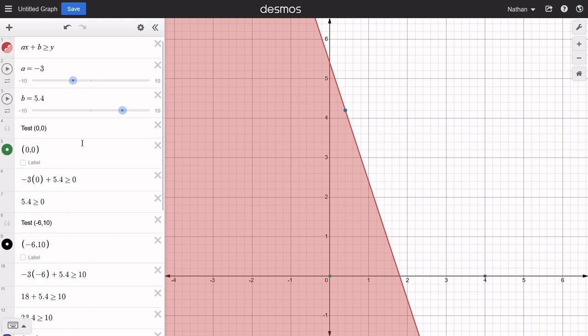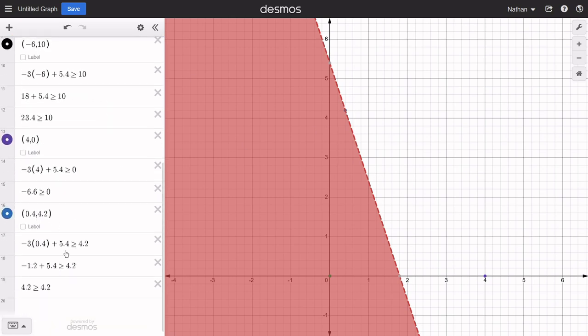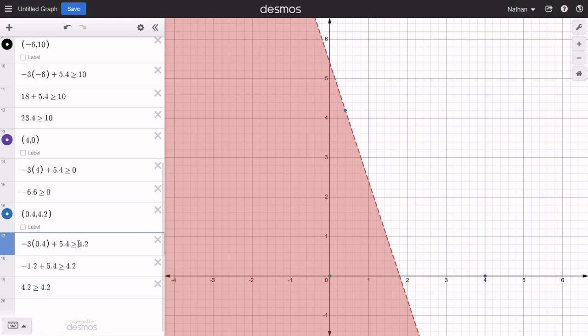Of course, if we change this to be a strict inequality, so I just hit backspace there, now you can see it's a dotted line, and down here this would end up being a strict inequality for all these cases. And 4.2 is not greater than 4.2, so that would be a false statement, which is why the line goes from dashed to solid to designate that difference there.